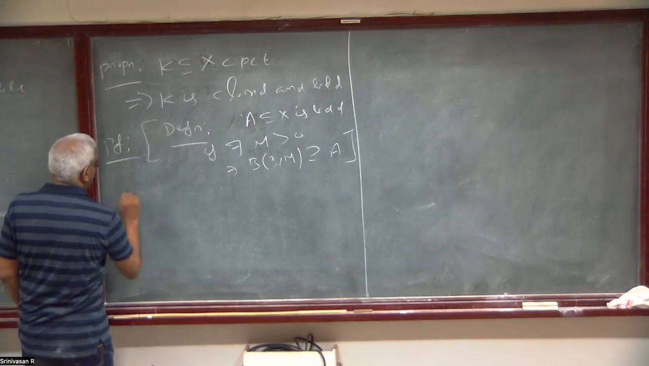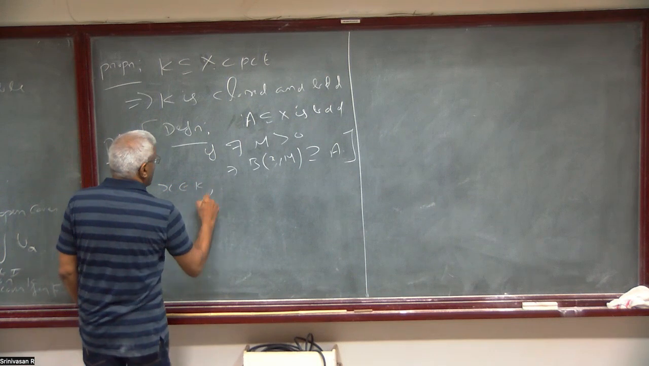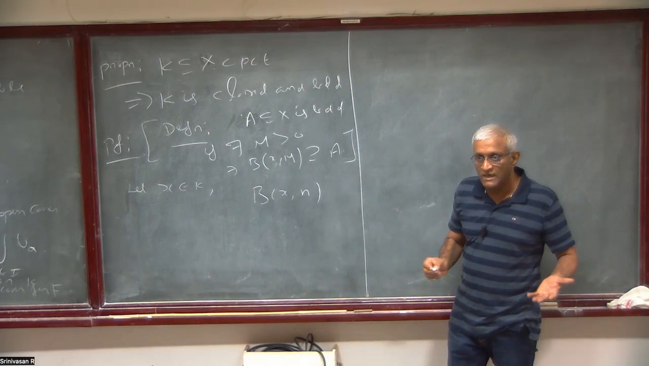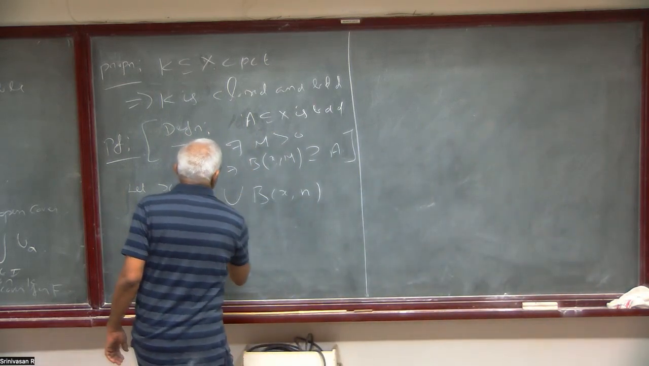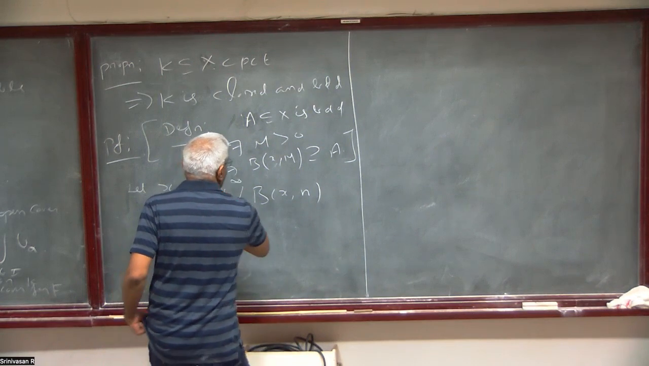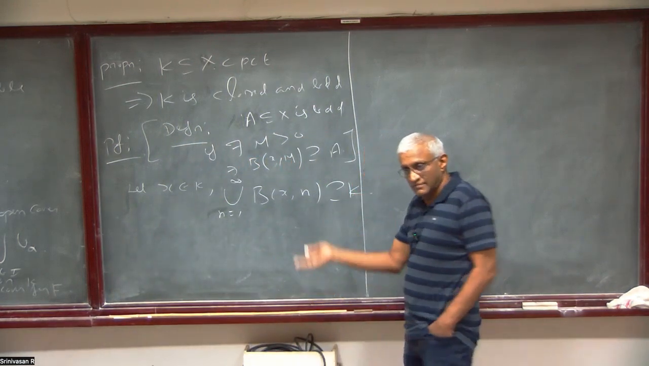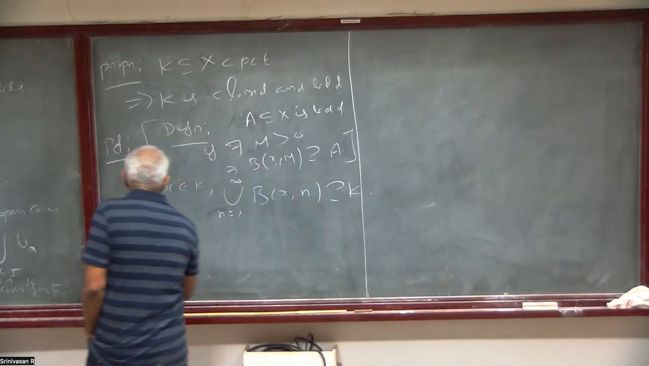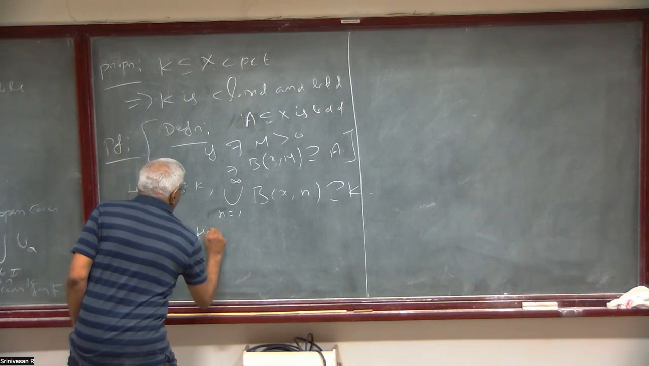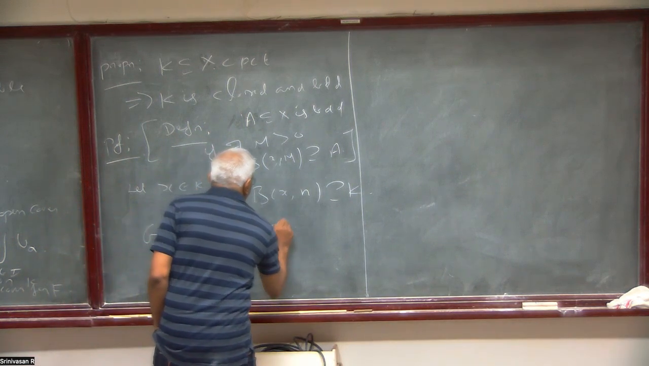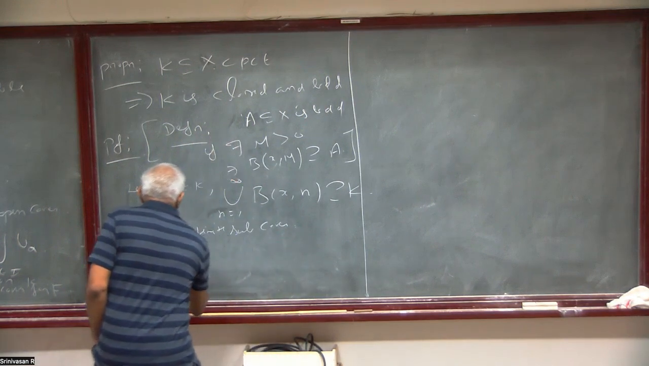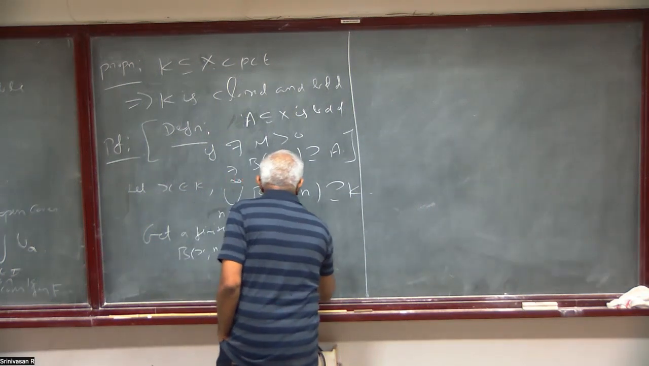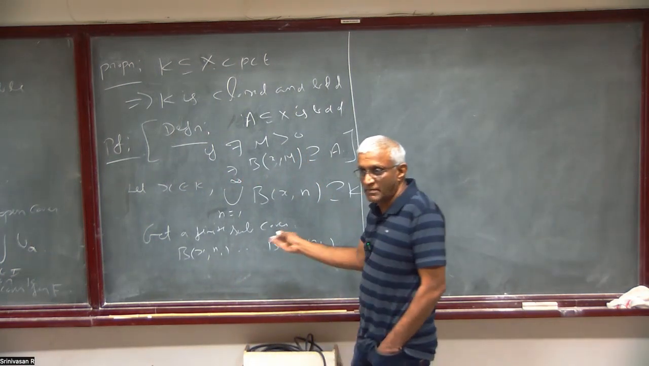Now take any x in K, then B of x, n, as n grows, at some point it has to contain everything, right? Union of n equal to 1 to infinity. This certainly contains K. This contains x also. So now get a finite subcover. We will have something like B(x, n1) up to B(x, nk), and K, whatever, doesn't matter. Choose the maximum of this.